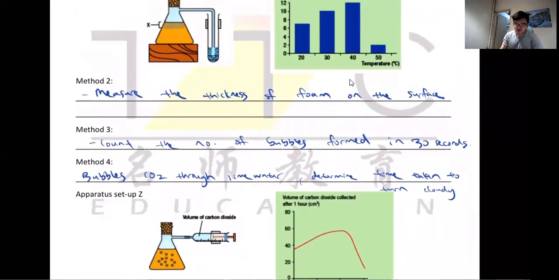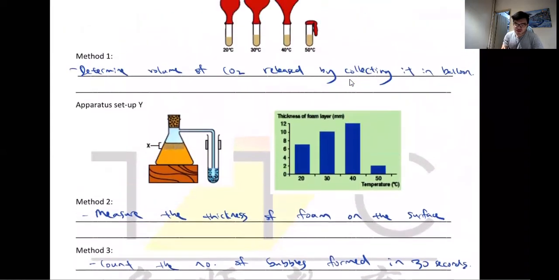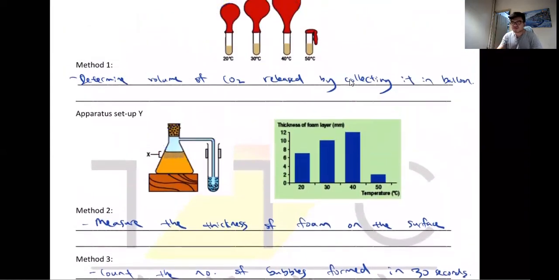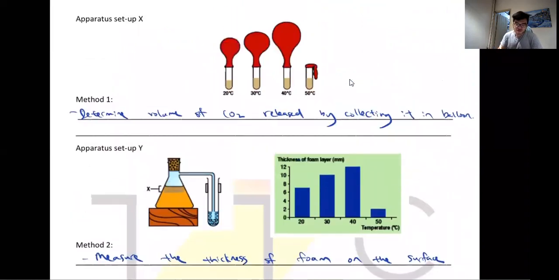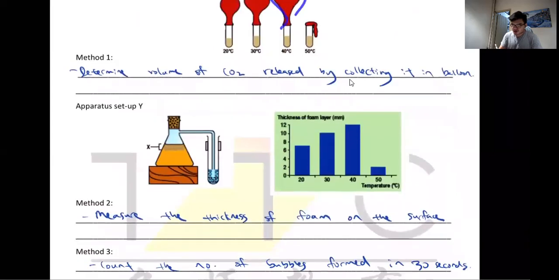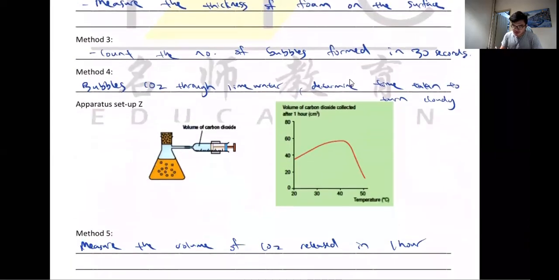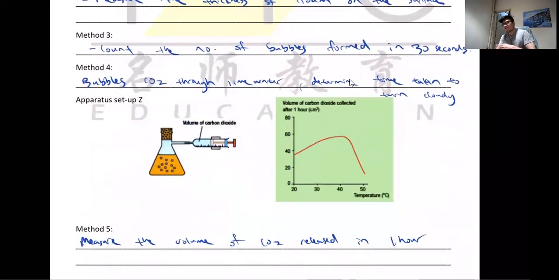These others, you don't really see the volume here. It's just a very visual thing to see. But you get the point. The higher the temperature, the closer towards optimum, the more carbon dioxide is released. Which is why you see at 40 here, it has the highest rate of everything. Same thing here. Anything beyond that, this thing will take a dip.